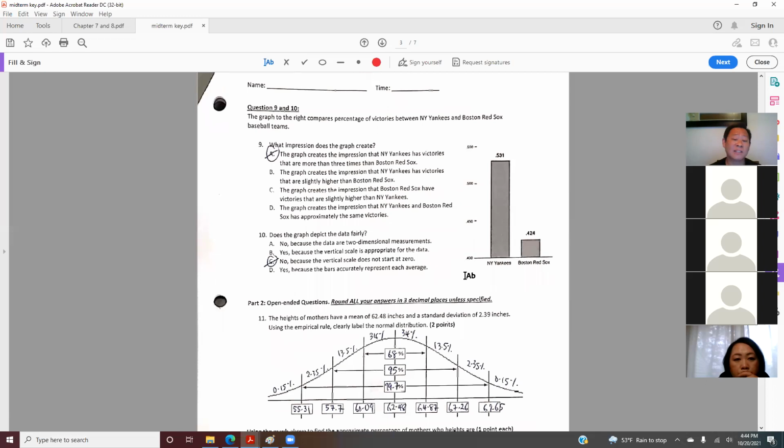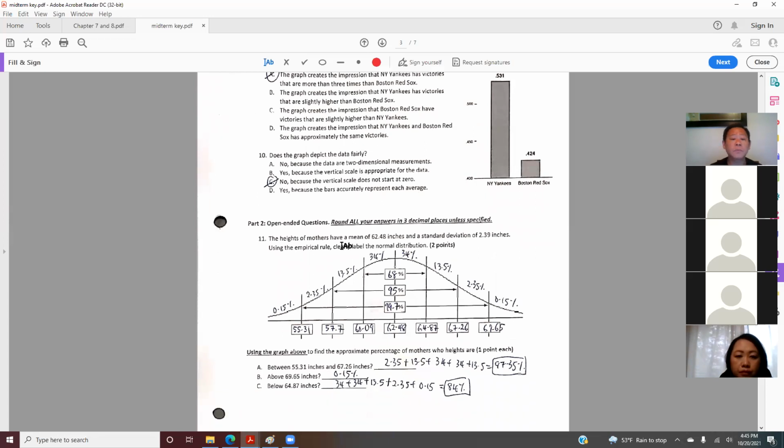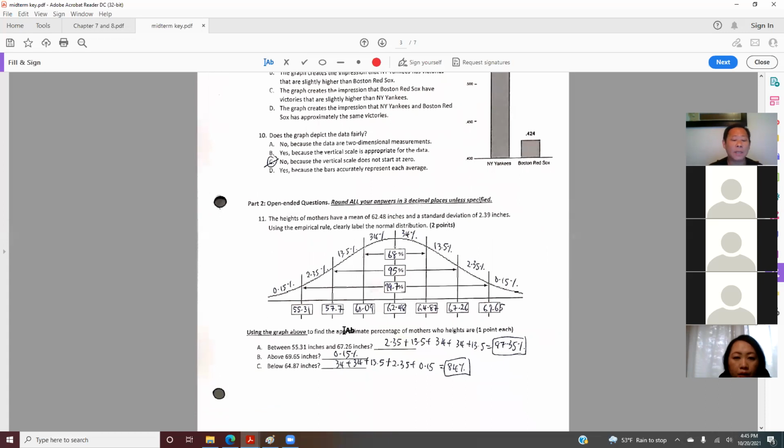And question 10, your answer is C. The reason why this is not correct is because it does not start at 0. So a lot of you get these 2 correct, which is great. Then this is the end of the multiple choice, 10 questions. So 11 is the open-ended one. Again, I'm not very picky about rounding, so I don't care if you put 2 or 3 decimal places.